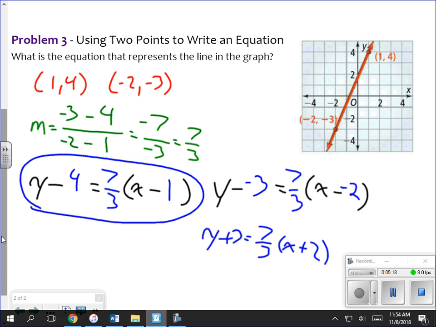And this is also a valid answer. They may not look the same, but they are equivalent. If I were to try to solve it, put it in slope-intercept form, I would get the same equation from either one of those. You do not have to give me both answers, but either one of those will work.